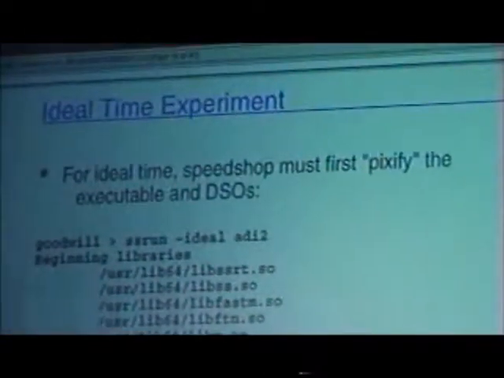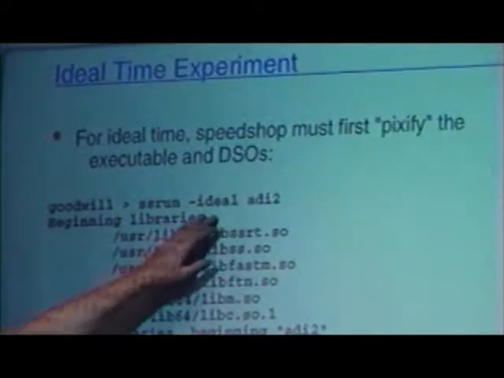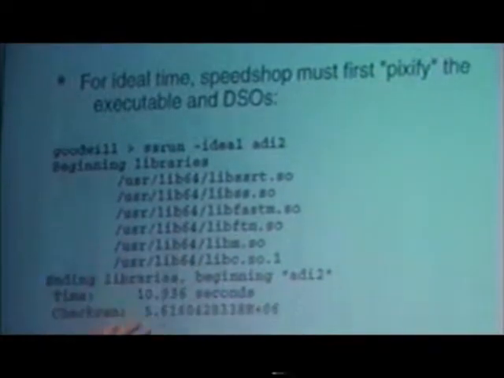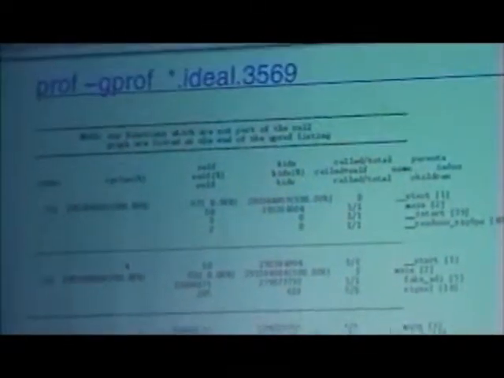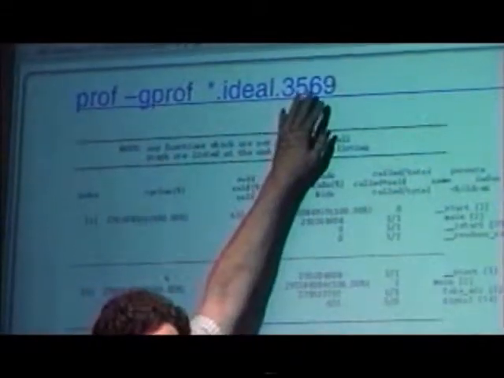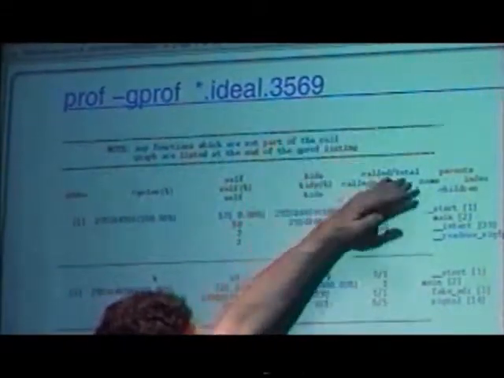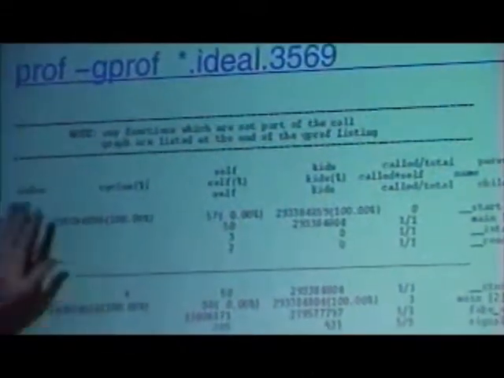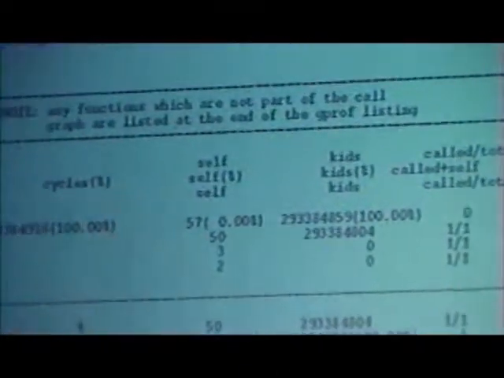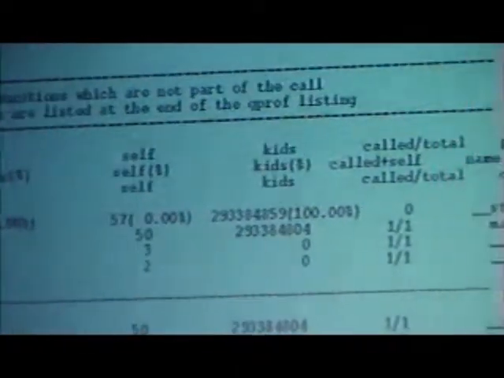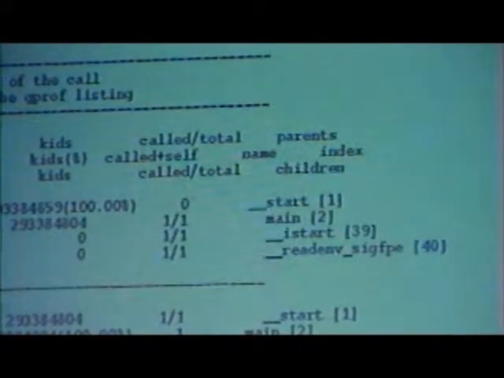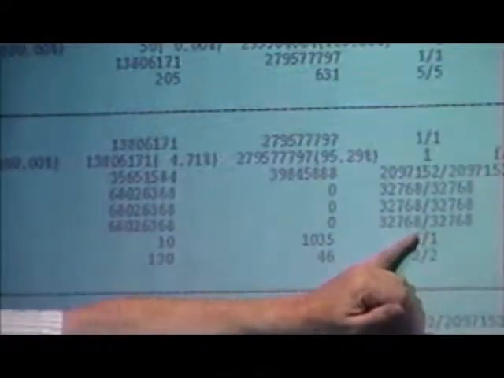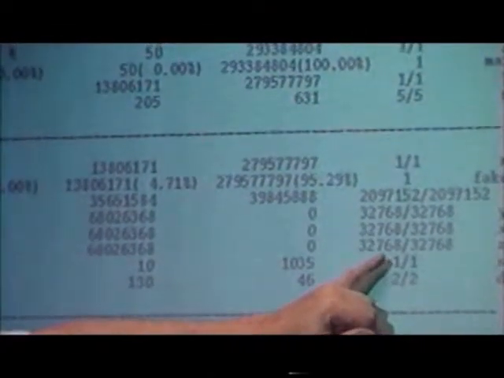So to do a pixified block counting, they did ssrun ideal. And again, they missed showing it here, but they then did a prof on it, star ideal, and then whatever that PID was. And now it's counting the number for each subroutine, number of cycles, how many times I call myself, children, and a ratio of called versus total. Again, here's Z Suite down in here. It wasn't counted as different, but it spent a lot more time.